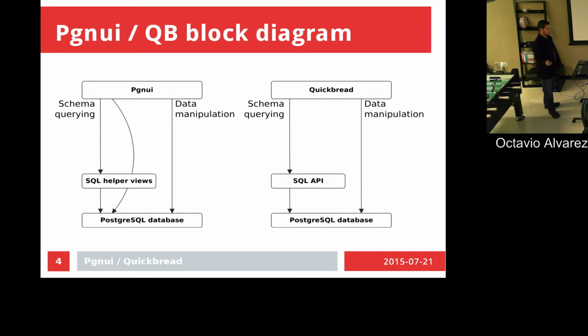It's faster. And the SQL API hopefully will allow anybody, if they want to create maybe a GTK version of Quickbread, or a Qt version of Quickbread, or a JavaScript version, I don't know, anything. They can take advantage of the API that it's already prepared. Maybe somebody wants to use the same API with a different database backend. I don't mind.